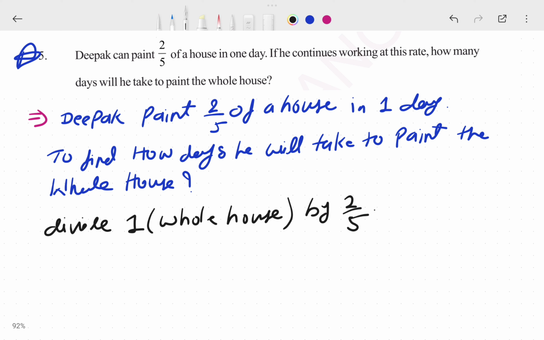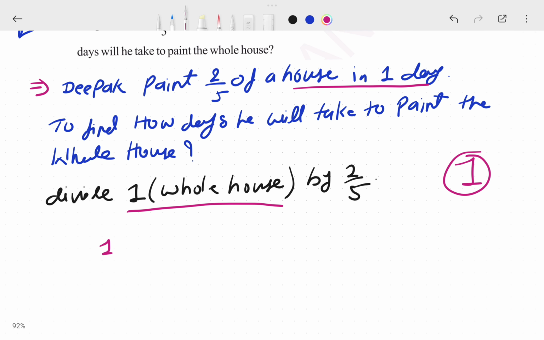So Deepak paints 2 by 5 houses in one day. In one day, how many houses is he painting? There is only one house, and he is painting 2 by 5 of it in one day. How many houses are there? There is only one house, and Deepak is painting 2 by 5 houses in one day.